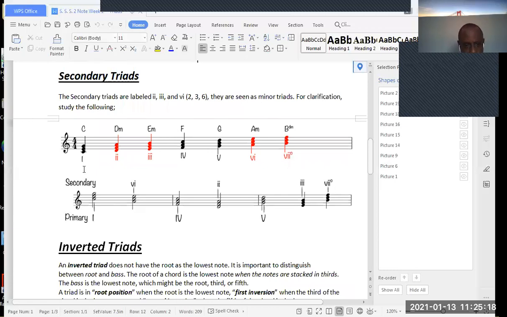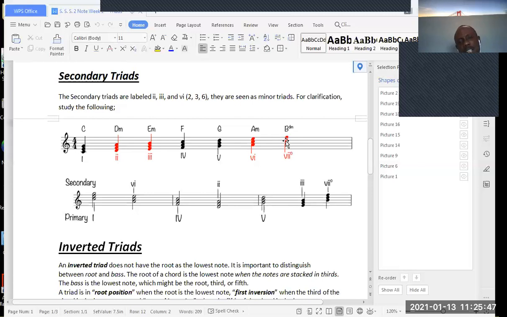Now, look at this. The other time we were talking about a primary triad, we said chord 1, chord 4, and chord 5. Now, here we have 2 is a minor triad, that is a secondary triad. Then 3 is also a secondary triad. Then 6 is also a secondary triad. Then this one, 7th, is a diminished triad.